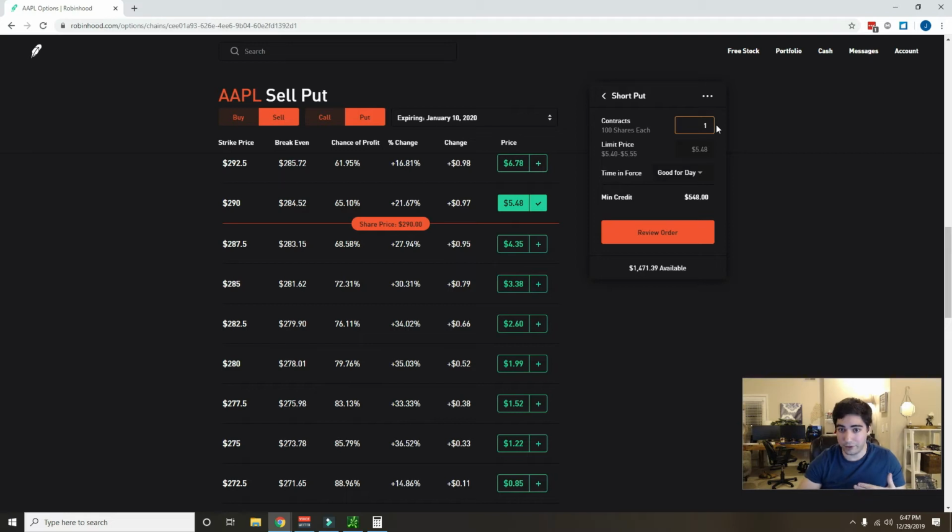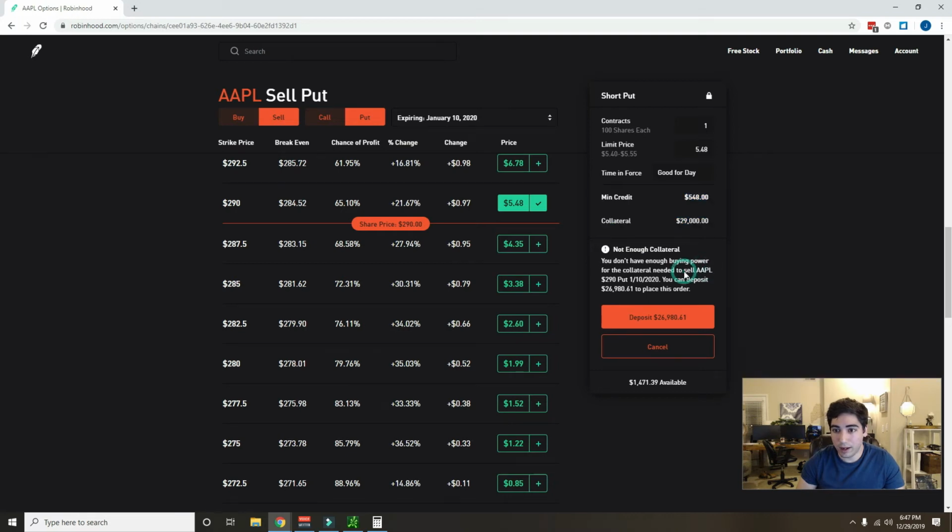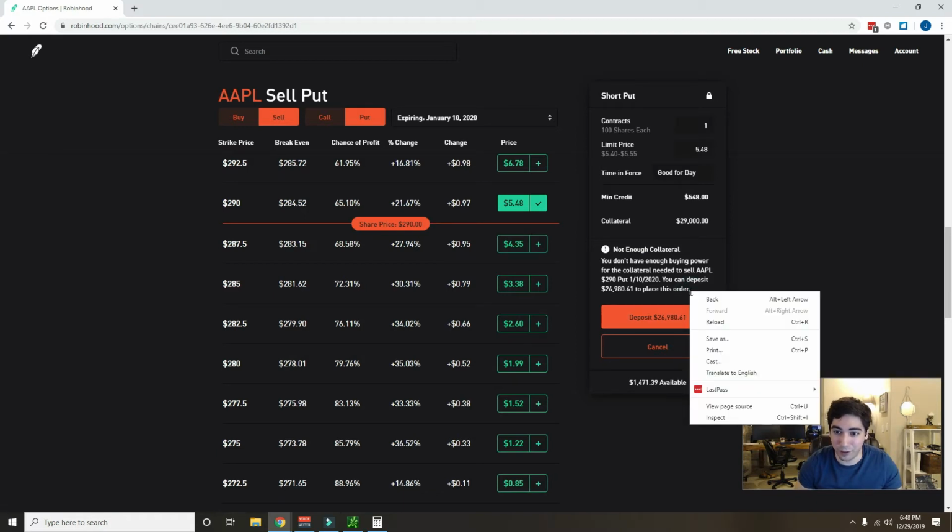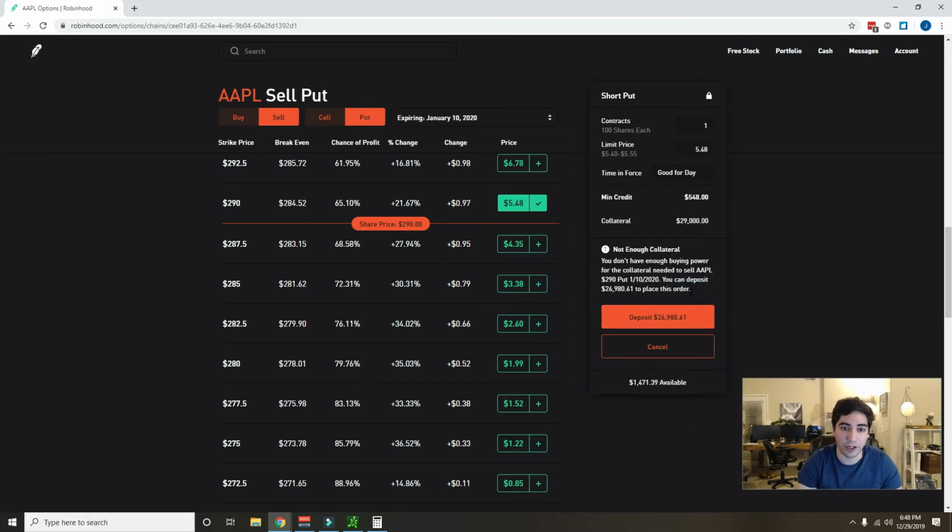The problem is I don't have the capital to cover it, and most people don't, because if I wanted to sell a put to get that $548 credit right away, in the case that Apple is at or below 290, I then have to own 100 shares of Apple to deliver to the person, to fulfill my end of the contract. Even though I don't think that's going to happen, things happen. So it could definitely happen. I don't want it to. In this scenario, I don't have 100 shares of Apple.